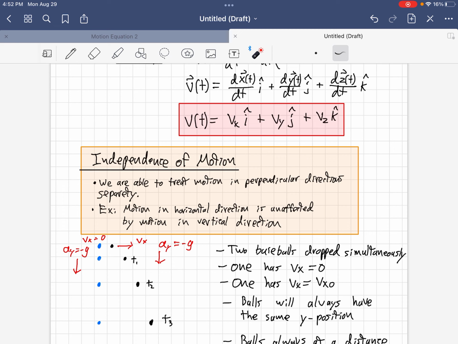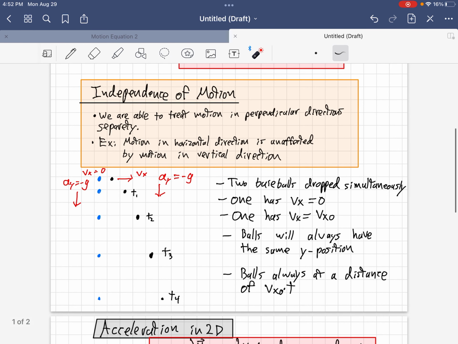And so often we'll talk about the horizontal motion being unaffected by any vertical motion, and vice versa. Your vertical motion is unaffected by any horizontal motion. And if you have a z-axis, moving along the z-axis is not going to affect your position along the x and y axes. And that's pretty intuitive, right? So it makes for some simple results.